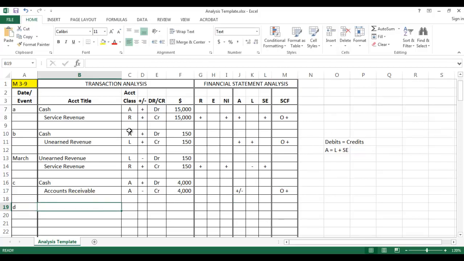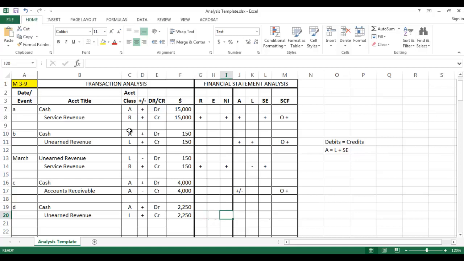Letter D states that Swing Hard collected $2,250 in advance payments for services to start in June. This is very similar to the gift card situation. We're collecting payment, but we have not provided services yet. So we're increasing our cash by this $2,250. We've not provided any services though, so we owe services to the customer in the future. So we'll book unearned revenue for that $2,250.